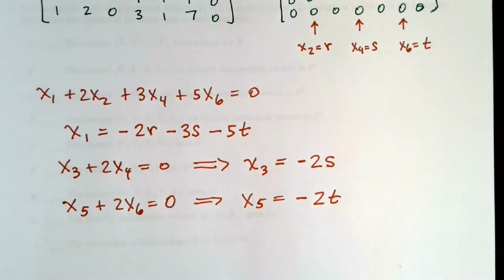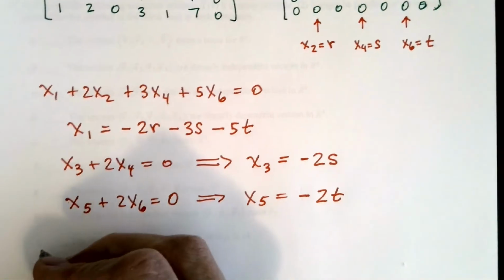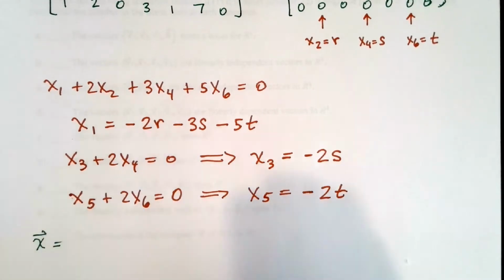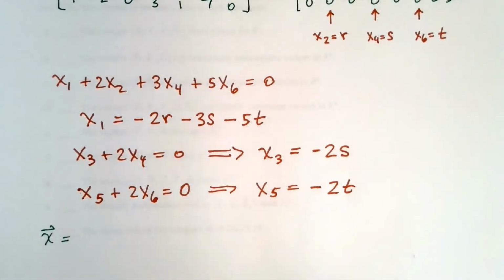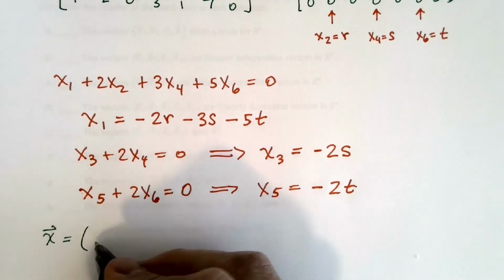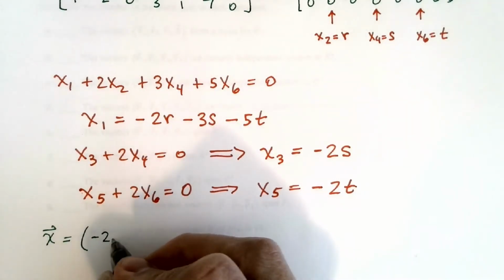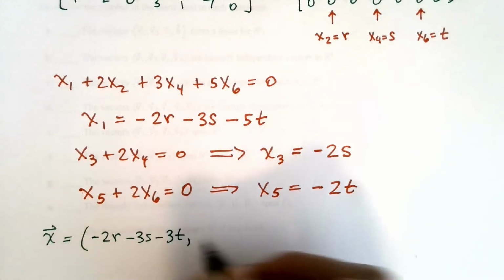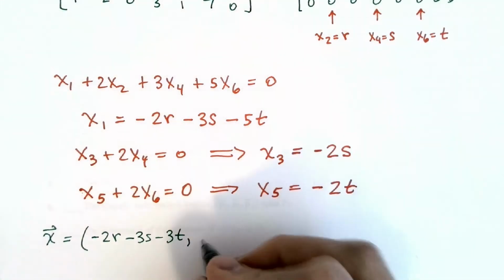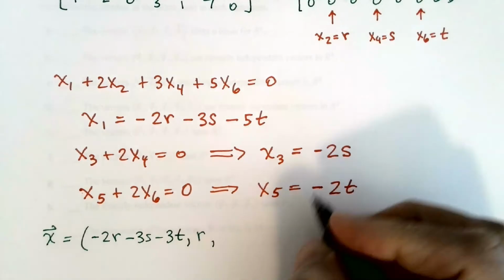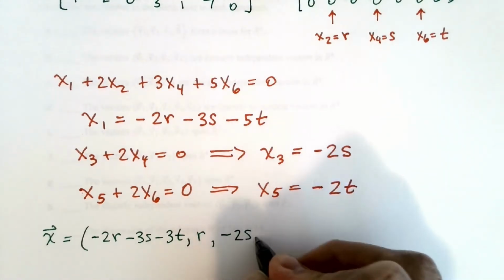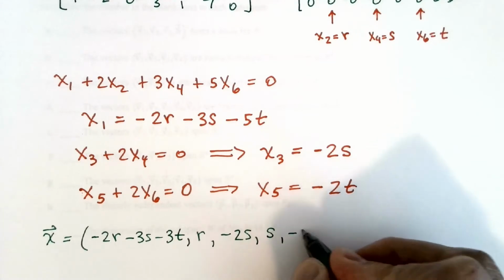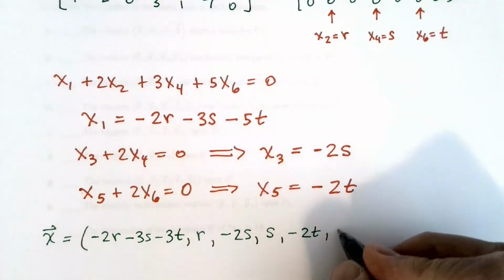But here's what we want to do now. I want to write out my solution this way. It's an ordered six-tuple. What's x sub 1? I'm going to rewrite it: negative 2r minus 3s minus 5t. X sub 2 is r. X sub 3 is negative 2s. X sub 4 is s. X sub 5 is negative 2t. And x sub 6 is t.